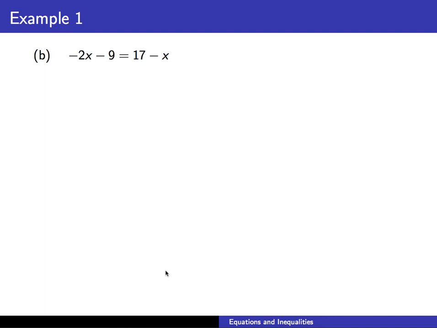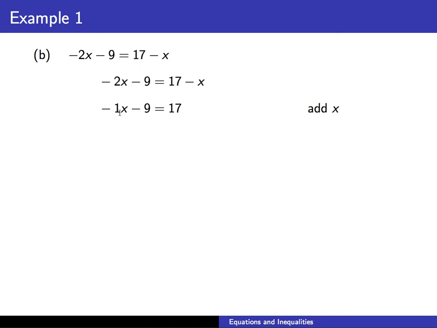Part B. Negative 2x minus 9 equals 17 minus x. Here we have variables on both sides, so we want to get our variables on one side. So here I brought the minus x over to the left side by adding it. We could have just as easily added the 2x to both sides. It really doesn't matter. But if I add x to both sides, I get negative x or negative 1x minus 9 equals 17.